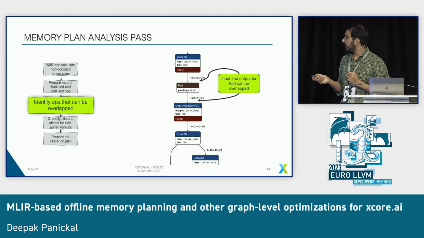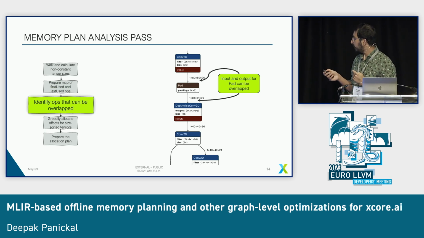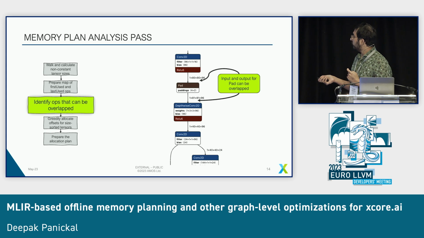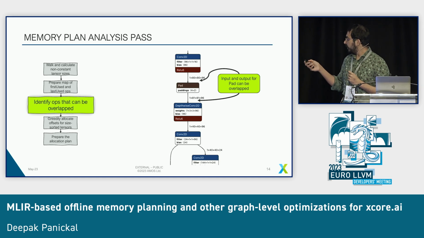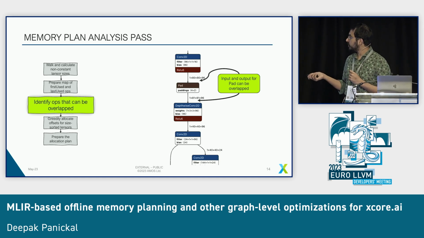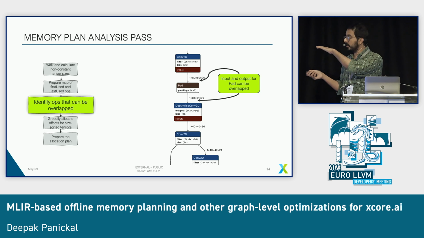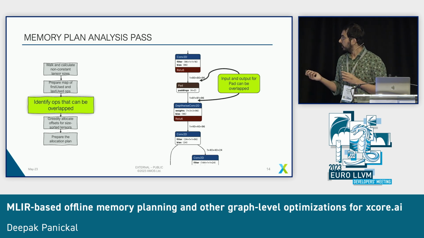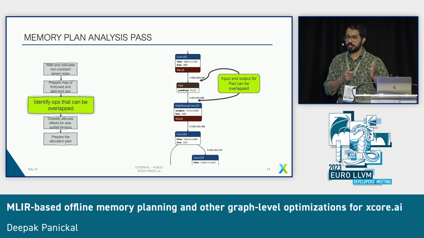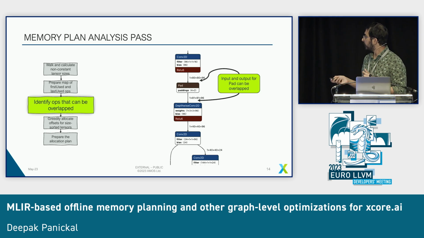The next step is we identify ops that can be overlapped. In this case, we know this is the pad operation, and we know that we can overlap the input and output for this pad operator. So they don't need to be allocated separately. We can reuse the input and output buffers. Now, we are capable of doing this only because we are doing this optimization at the IR level, right? At this level. And similar to the pad operation, we have other operations where you can do the same thing, where you can partially or fully overlap them.